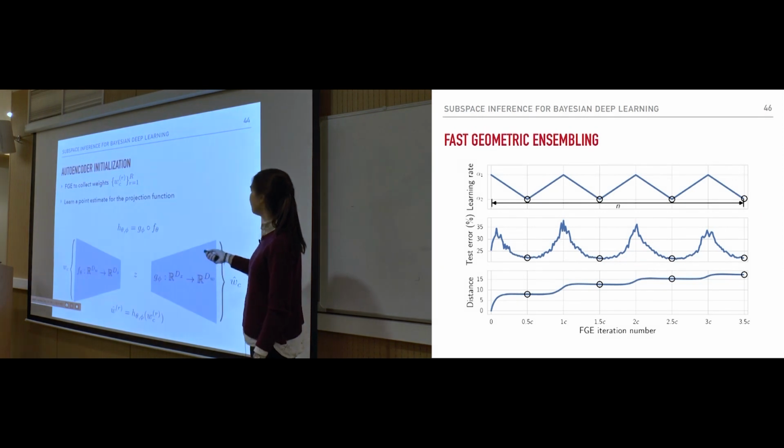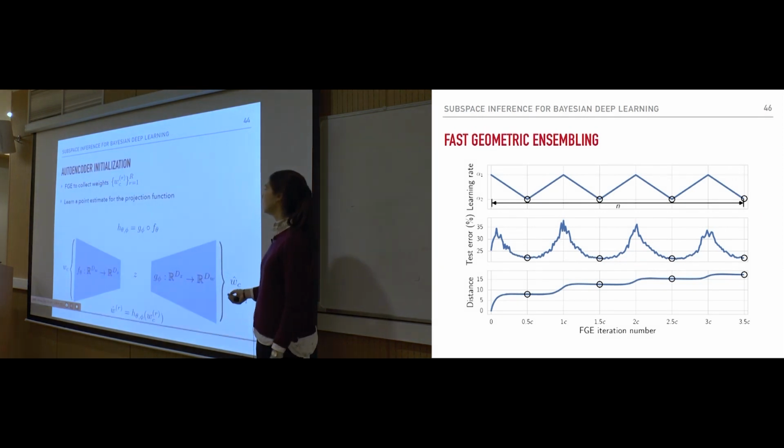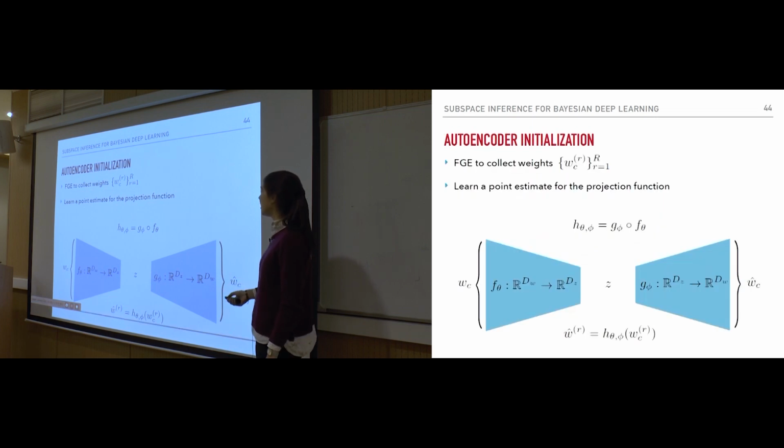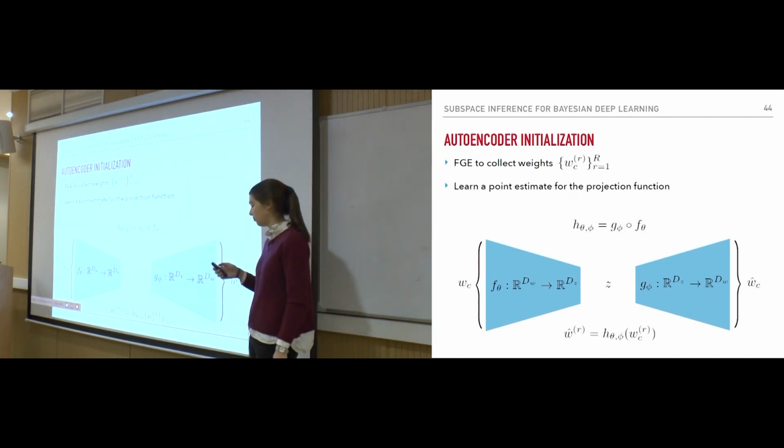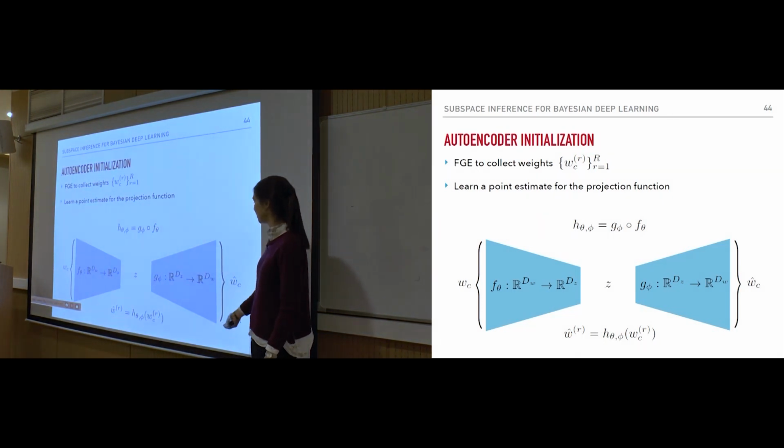The procedure that they do is to collect these FGE snapshots and then learn an autoencoder to reconstruct these W's through the composition of functions G and F, and then we will only use the weights that we learned in the decoder to initialize our variational approximation when we are training the posterior approximation.